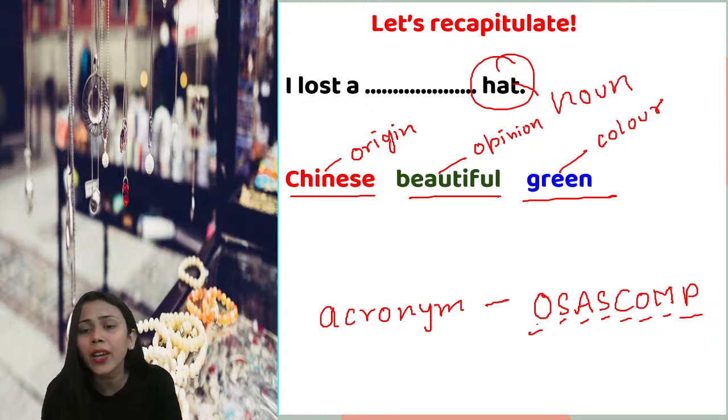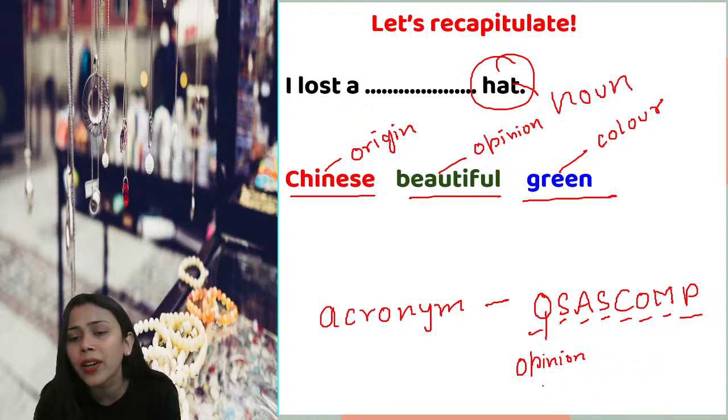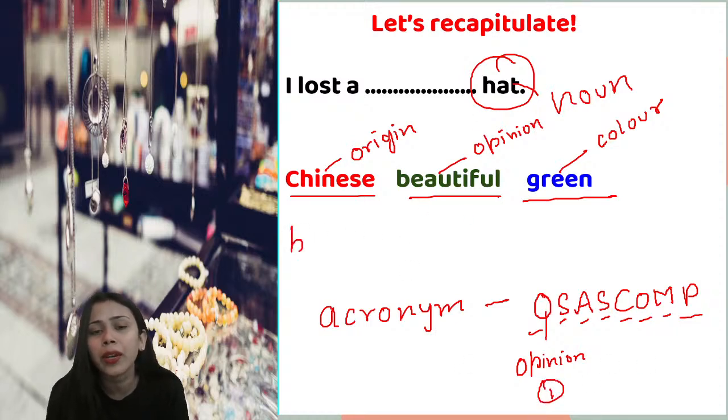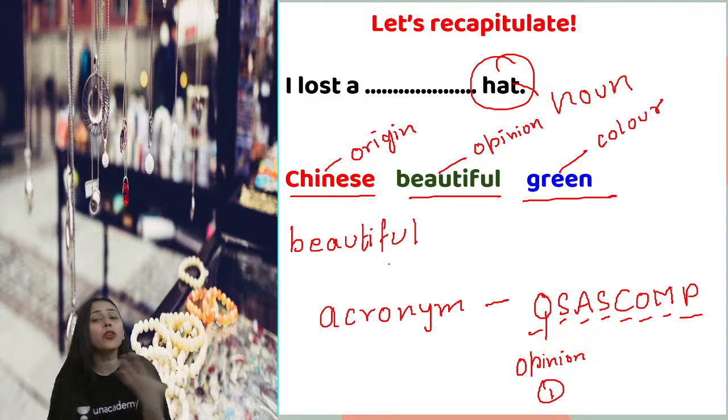So here you can see O stands for opinion. ये first O जो है वो opinion के लिए है. Okay, so opinion is first in the order, so you will use opinion first. Beautiful will be here. Beautiful. Okay, opinion will come first in the order. Then what will come? Then origin will come or color will come.